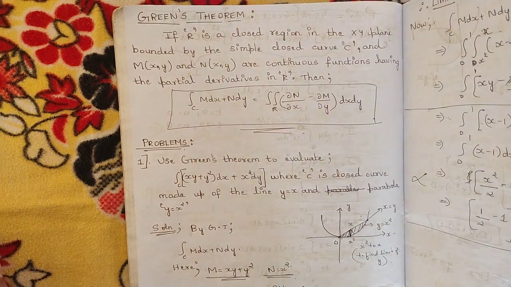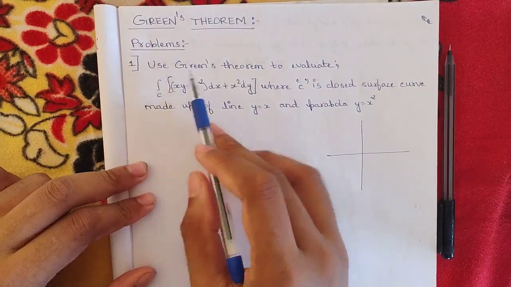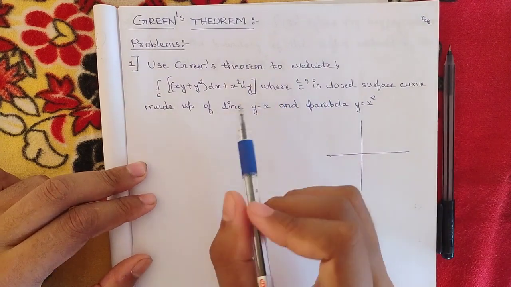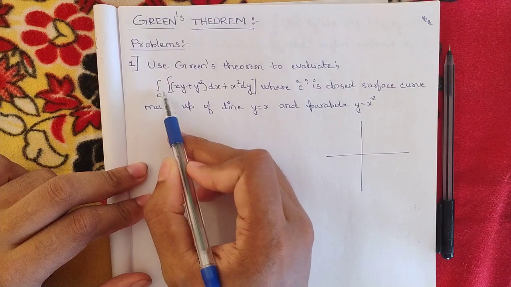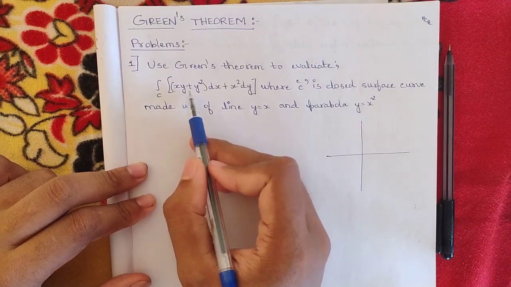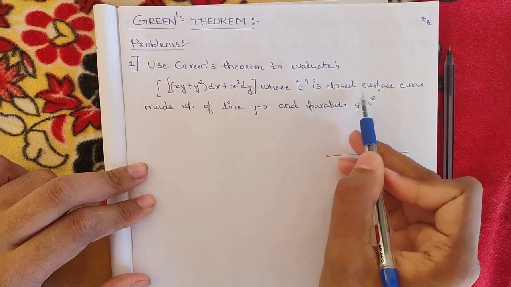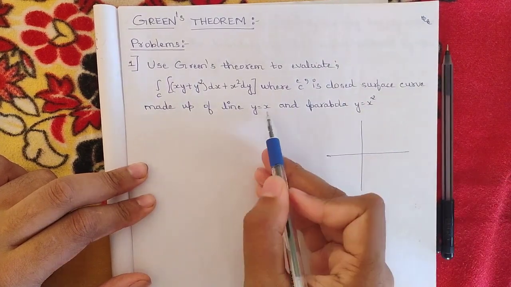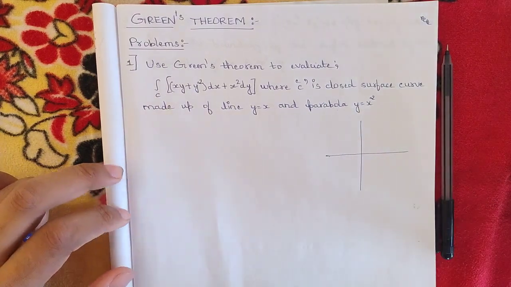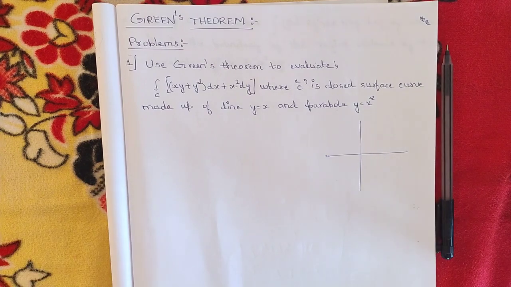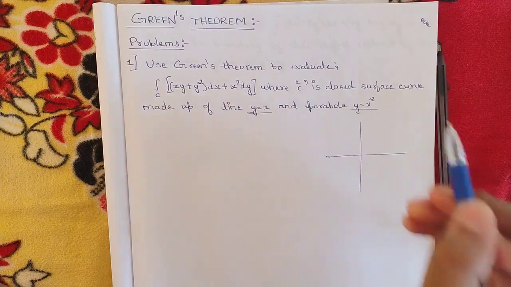Here is the first question. Use Green's theorem to evaluate the particular integral mentioned here, that is, the integral over a closed curve of (xy plus y square) dx plus x square dy, where C is the closed curve made up of the line y equal to x and the parabola y equal to x square. So this is the question here. I have told you that you should be plotting the graph with the given conditions, y equal to x and y equal to x square.